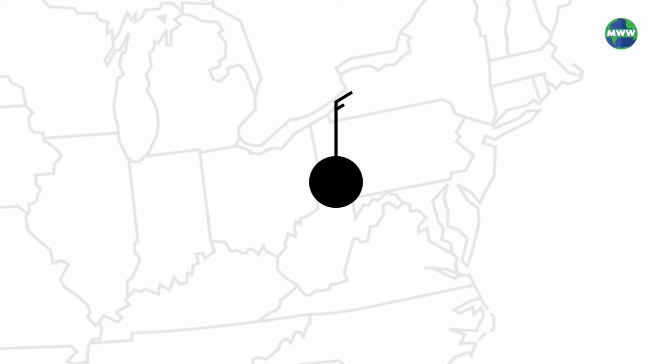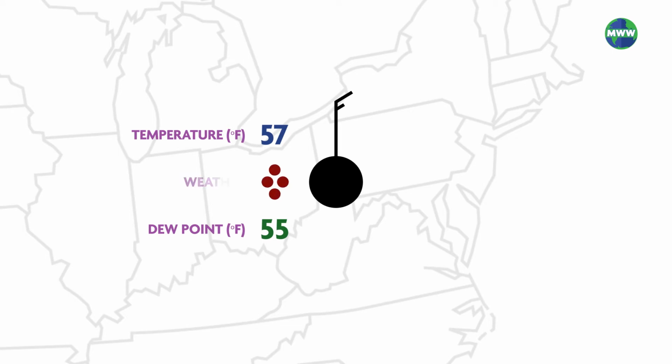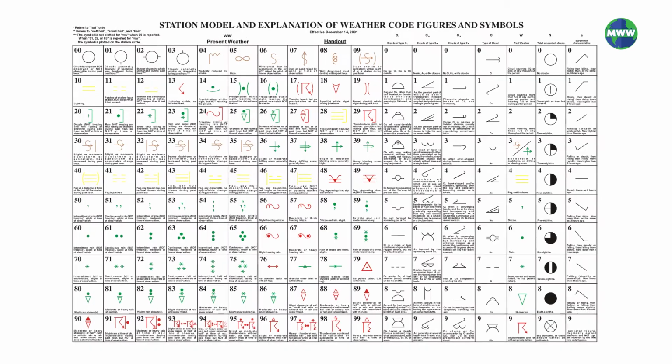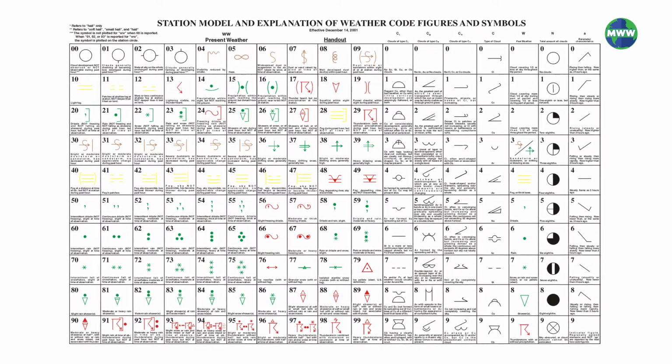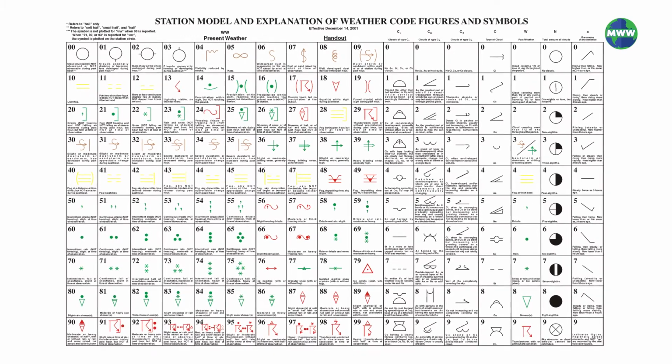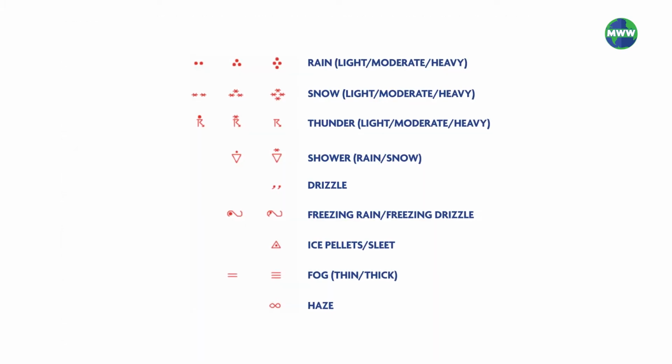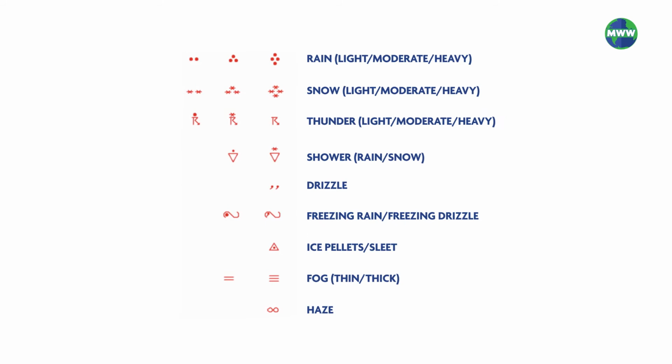Off to the left side of the circle, centered between the temperature and dew point, is a symbol representing the current weather conditions. There are many symbols that represent current weather. These are the most commonly used symbols.